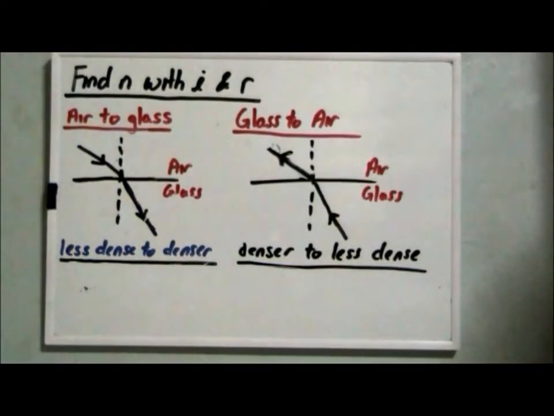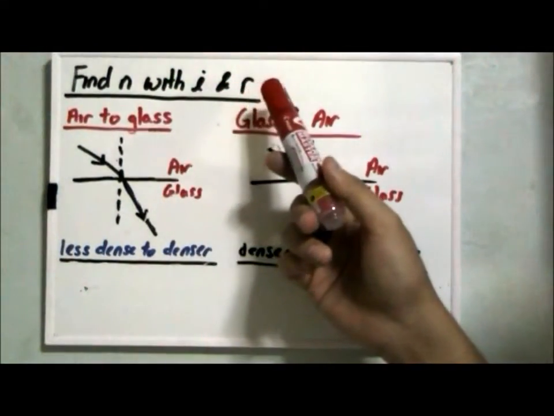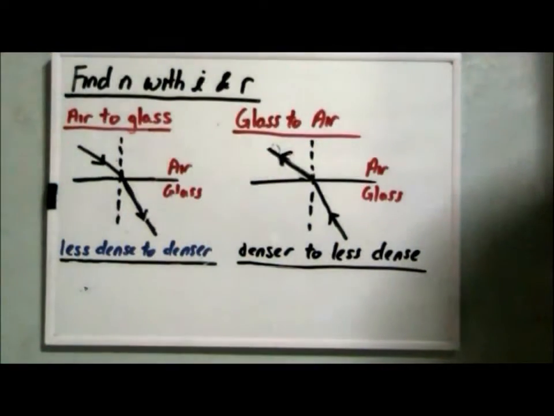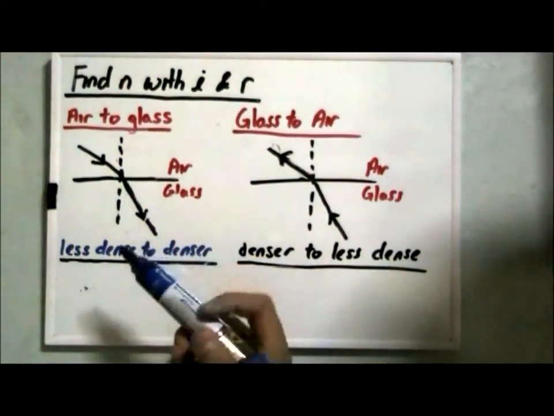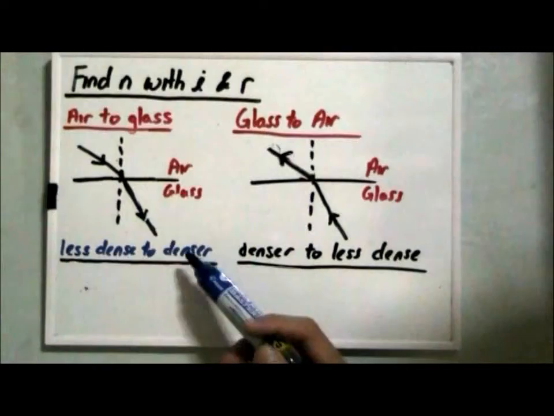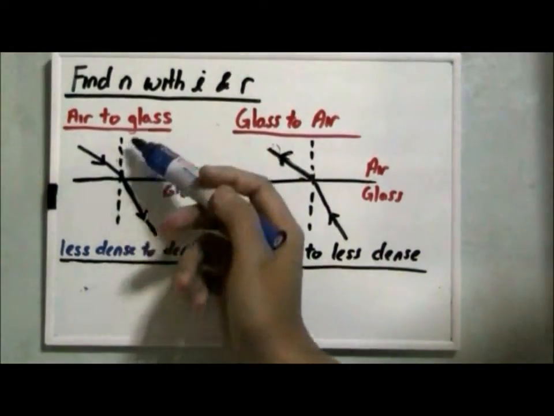Okay, I'm going to go through how to find the refractive index n with angle of incidence i and angle of refraction r. Now let's take a look at the case where the light travels from air to glass. When the light travels from air to glass, which is from an optically less dense to a denser medium, the light ray is going to bend towards the normal. So in this case, it forms 4 angles.